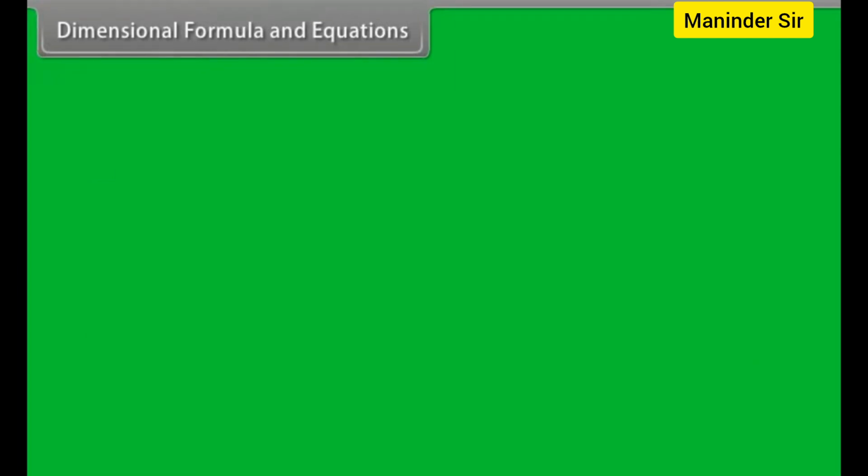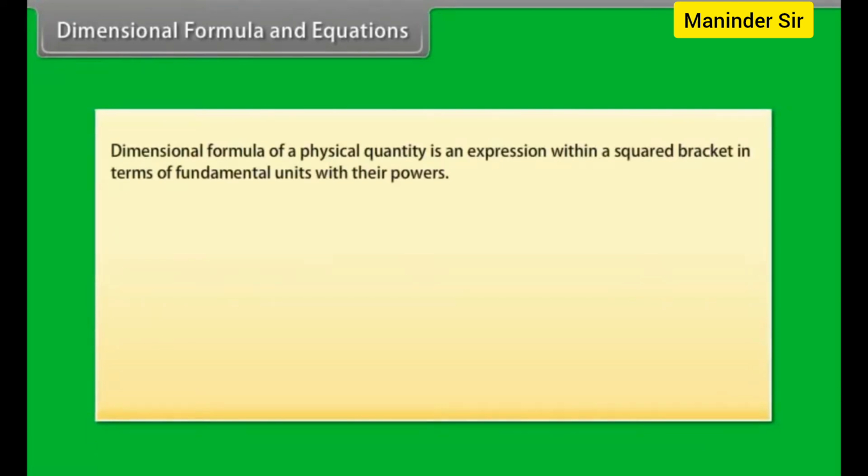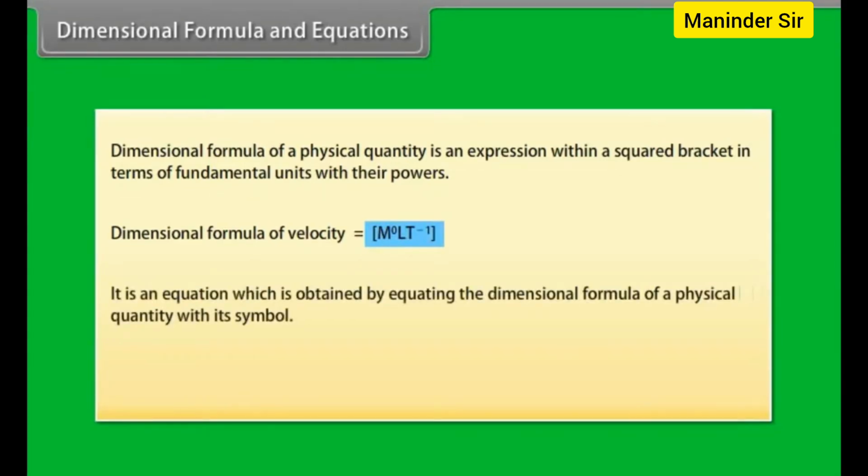Dimensional formula and equations. Dimensional formula of a physical quantity is an expression within square brackets in terms of fundamental units with their powers. Let us take an example. Dimensional formula of velocity is [M^0 L T^-1]. A dimensional equation is obtained by equating the dimensional formula of a physical quantity with its symbol. Let us take an example. Dimensional equation of velocity is V = [M^0 L T^-1].